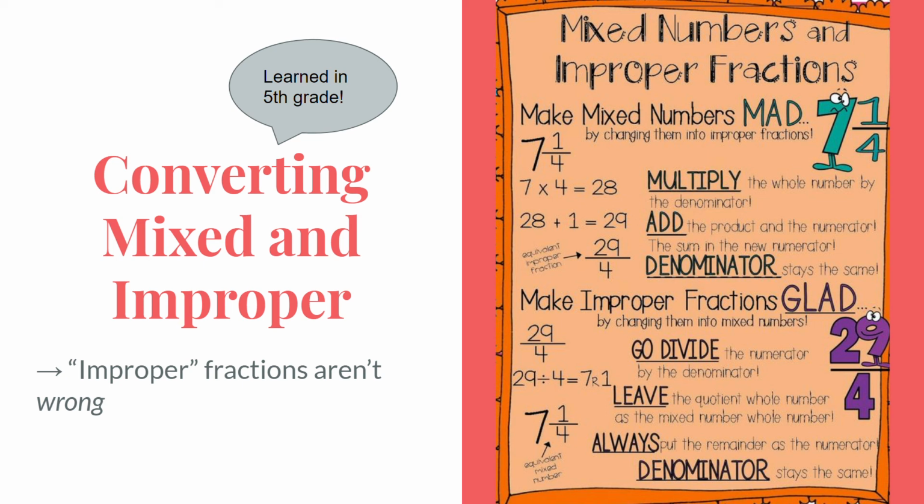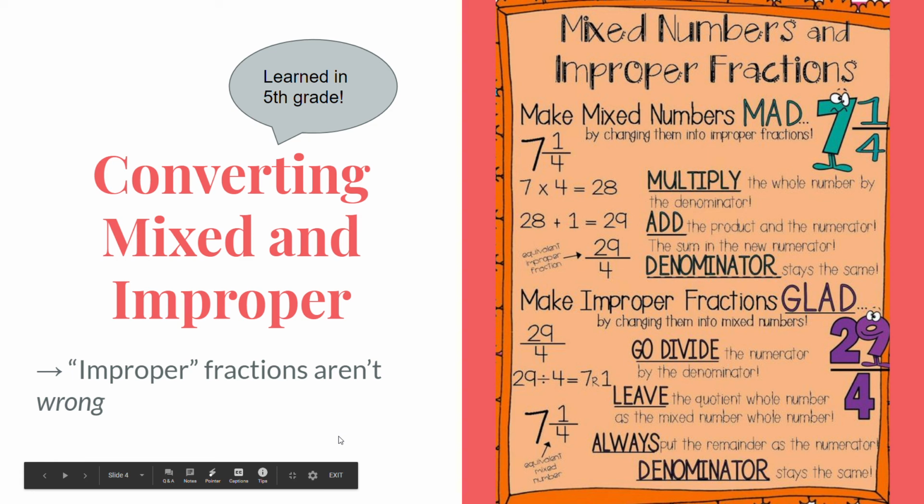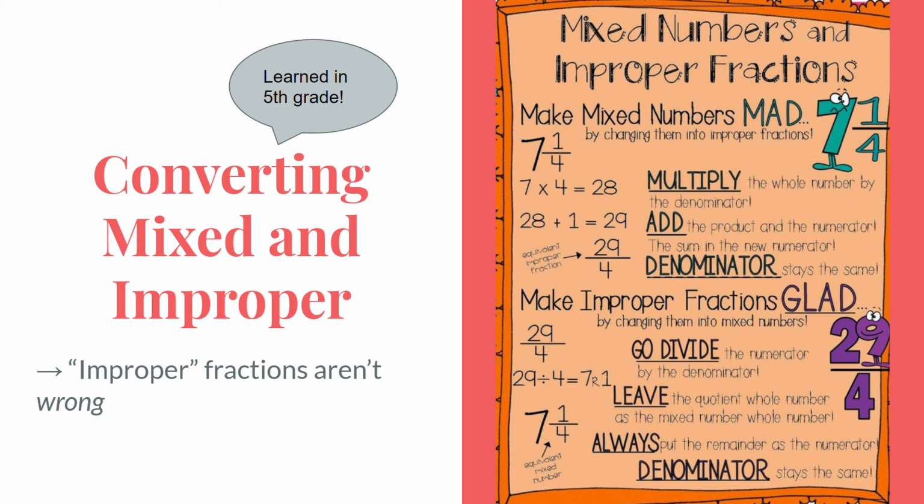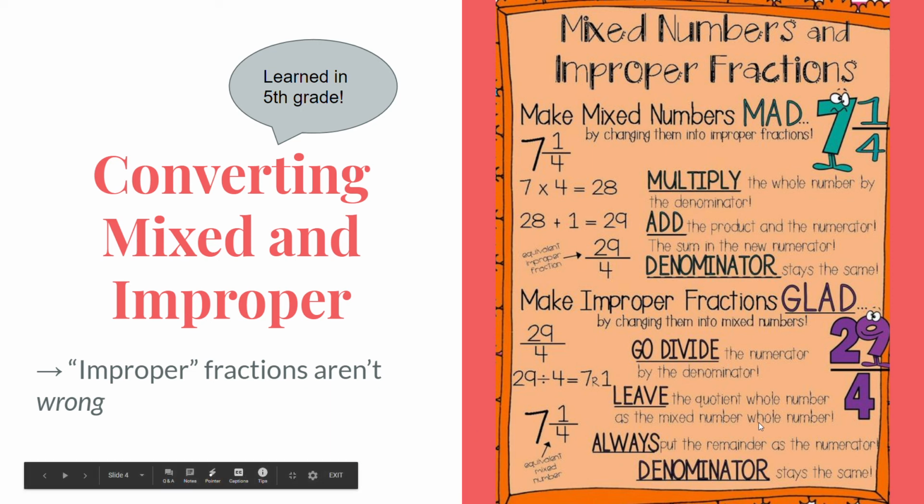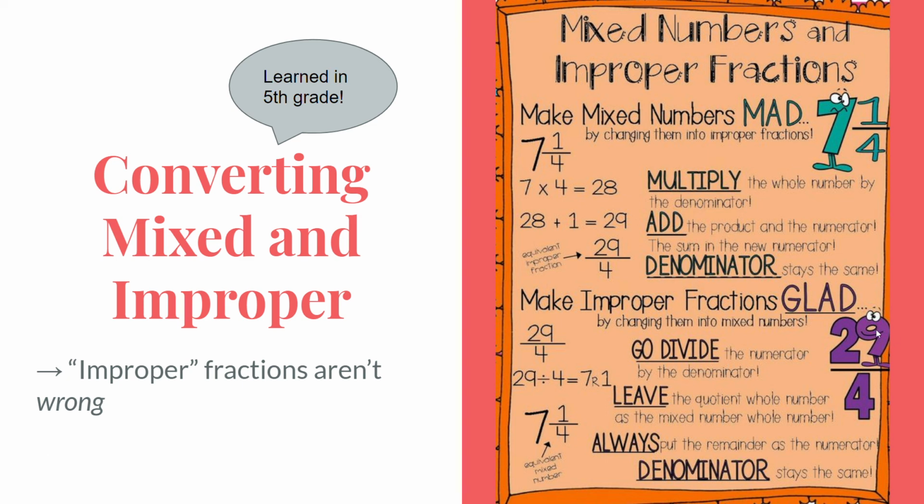Improper, the word improper means wrong, and these fractions are not wrong. In fact, in 7th grade, there will be times when the improper fraction is the only correct answer. So we still, like I said, call them improper fractions, but more accurately, they are called fractions greater than 1. 29/4 is a fraction greater than 1, or an improper fraction. You can tell because the top number's bigger than the bottom number. It just means that this amount is bigger than a whole.